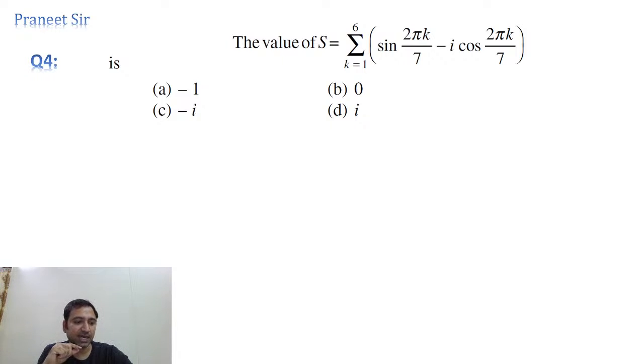See, this is not in standard form. Can we convert it into standard form? What is the standard form? Cos theta plus i sin theta is the standard form, but here it is in reverse form: sin theta minus i cos theta. So can we convert it into cos theta plus i sin theta? Maybe we can bring minus i outside. If you bring this minus i outside, let's see how much we get.